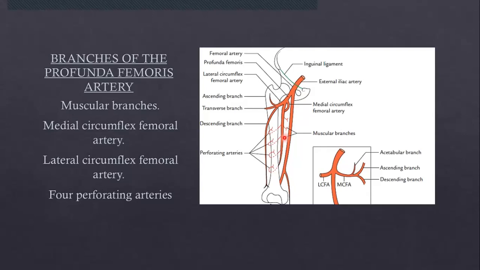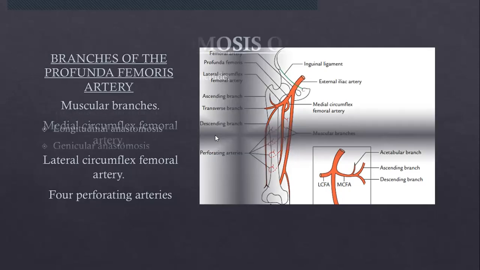perforating branches. These are the perforating branches. You can see there are 1, 2, 3, then it terminates as the 4th perforating artery. Here you can see it is the profunda femoris, lateral circumflex femoral artery, medial circumflex femoral artery. Then from this branch, we have the perforating branches.